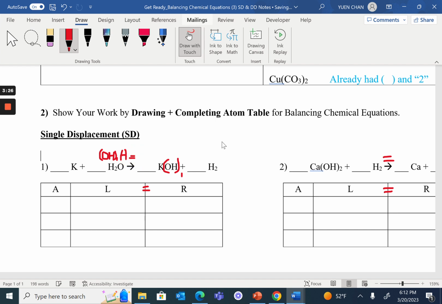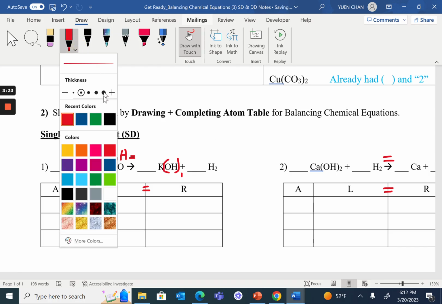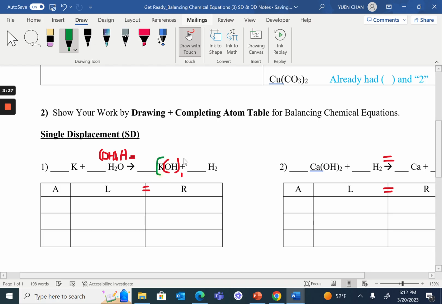All right, so when I see water, I split into OH 1, and then any poly, you're going to put parentheses around. And also, I'm going to use the green pen to put a bracket outside the compound. Okay, so we're going to do it that way. Now we can start.